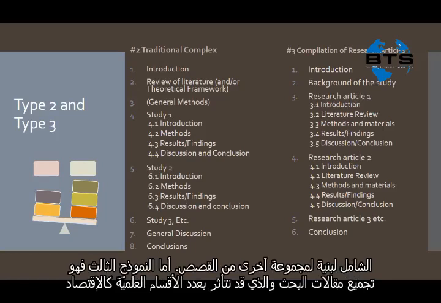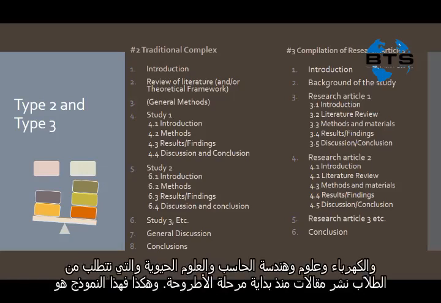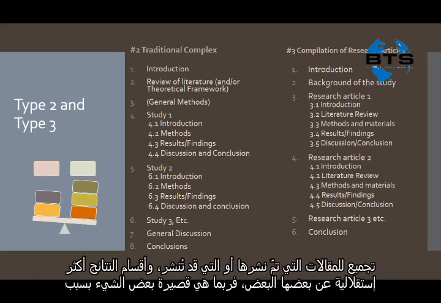Now, type 3, a compilation of research articles, is probably influenced by the growing number of academic departments now, like economics and electrical, computer science, engineering, the biological sciences, that require students to have published articles already by the time they begin the dissertation stage. So this type, the compilation, is actually a collection of those published or still to be published articles.